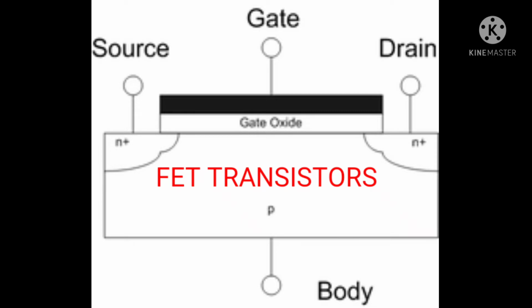FETs are fabricated in silicon integrated circuits. A single IC contains thousands of FETs along with other components such as resistors, capacitors, and diodes. FETs are suited for weak signals like wireless communication and broadcast receivers.